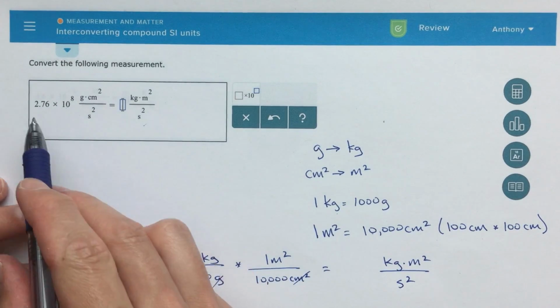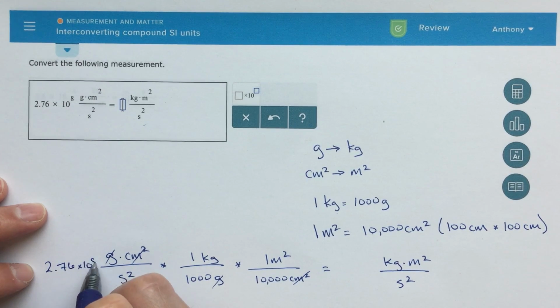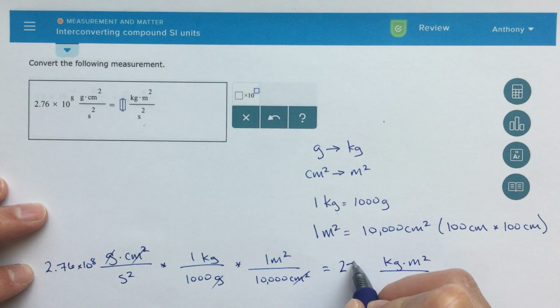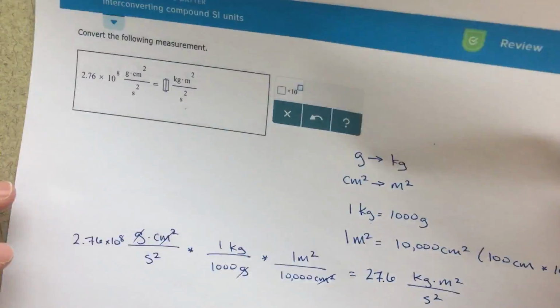The last part is actually plugging the value in, 2.76 times 10 to the 8th, which has these units here. If I do these conversions, divide by 1,000, divide by 10,000, I should end up with a value of 27.6 kilograms times meters squared over seconds squared. I've got another example for you.